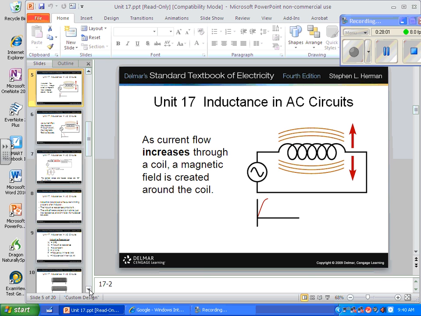Okay, so let's look at this. As the current goes up, remember our voltage is going up from 0 to 169 volts, and as that happens, we're building up a magnetic field. It builds up, builds up, builds up, then it drops back to 0 and collapses. Now it's going to go opposite polarity, from 0 to 169 in the opposite polarity, so it's going to build up a different polarity magnetic field. Then it starts dropping back to 0 and collapses back to 0.